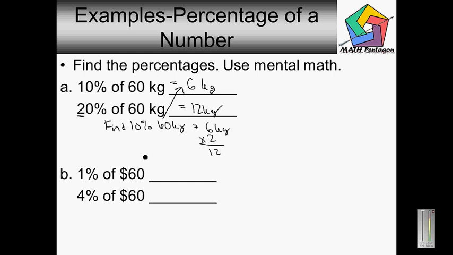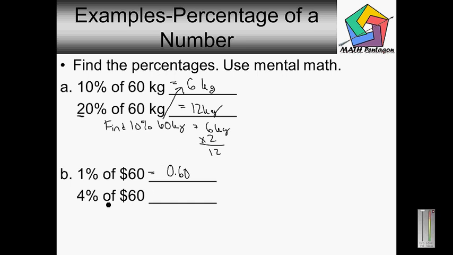Let's go to our next example. We have 1% of $60. Now in order to find 1%, remember we have to divide by 100. 60 divided by 100 is going to give me 0.60 cents. So 1% of $60 is equal to 0.60.